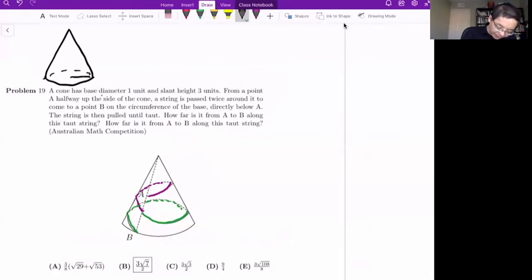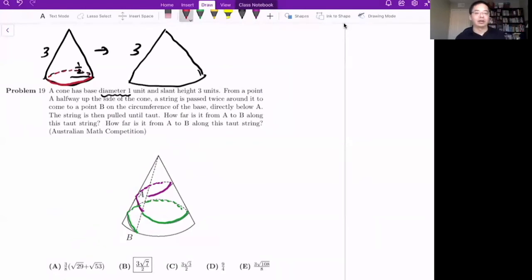The diameter is 1, so the radius is 1/2, and the center height is 3. If I expand this once, this is what I get. So this is 3. The length, which is the perimeter of the base circle, is right here. This is pi, because here the perimeter is pi.